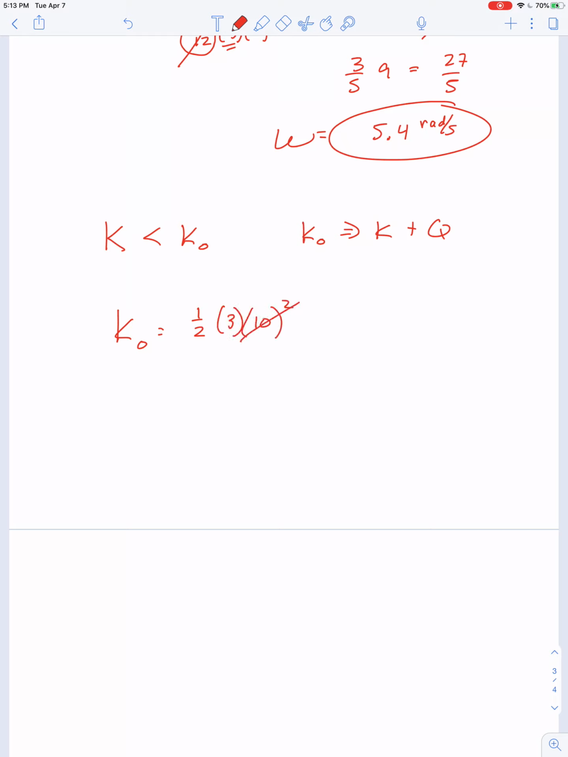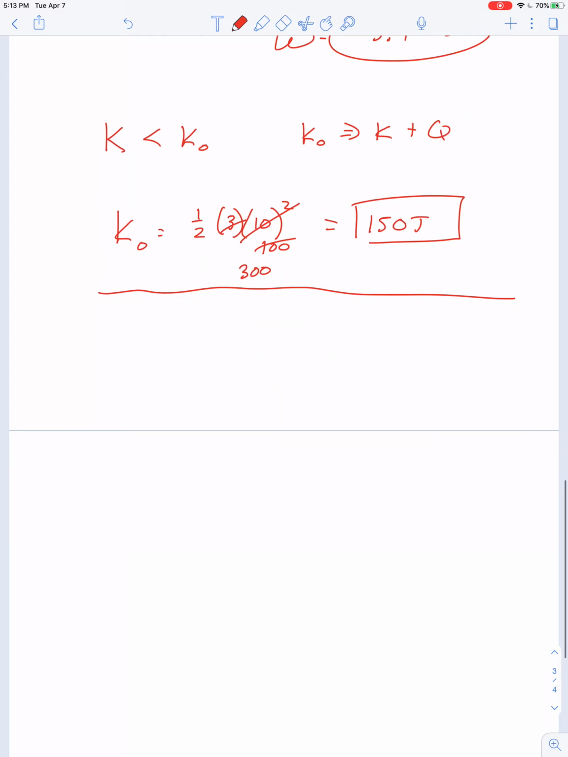What about the final kinetic energy? Well, that comes in two parts. The final kinetic energy is the rotational kinetic energy of the rod plus the translational kinetic energy of the ball that comes bouncing back. Let's figure out this part: 1/2 times 3 times negative 2 squared. That gives us 4, half of 4 is 2, and 2 times 3 gives us 6 joules. Now let's find the rotational kinetic energy of the rod.